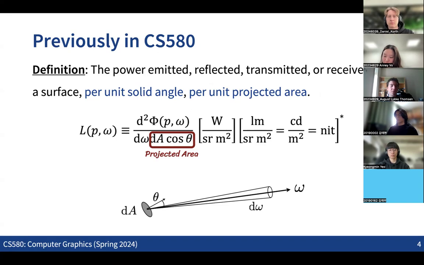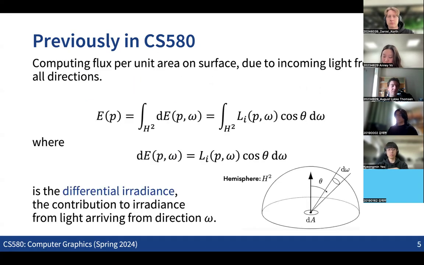Based on this definition of radiance, we could also compute the differential irradiance, which is defined as the radiance multiplied by the cosine theta and also the differential of the solid angle. Based on that, given the information about the incoming radiance from all the directions, we could calculate the irradiance for a point. So this was the basic idea in terms of seeing the relationship across the different quantities and measures of light.